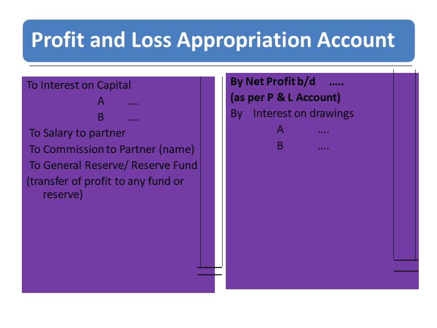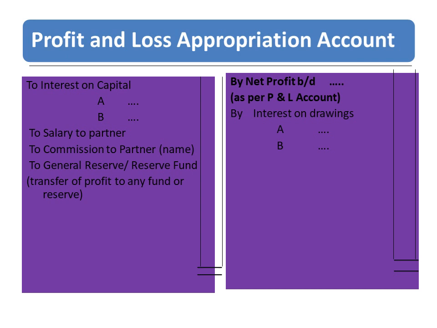And if partners have withdrawn drawings and it is agreed that interest on drawings is to be charged, then it will come on the credit side of P&L appropriation account, just like interest on capital. If the two partners both have withdrawn, A and B.